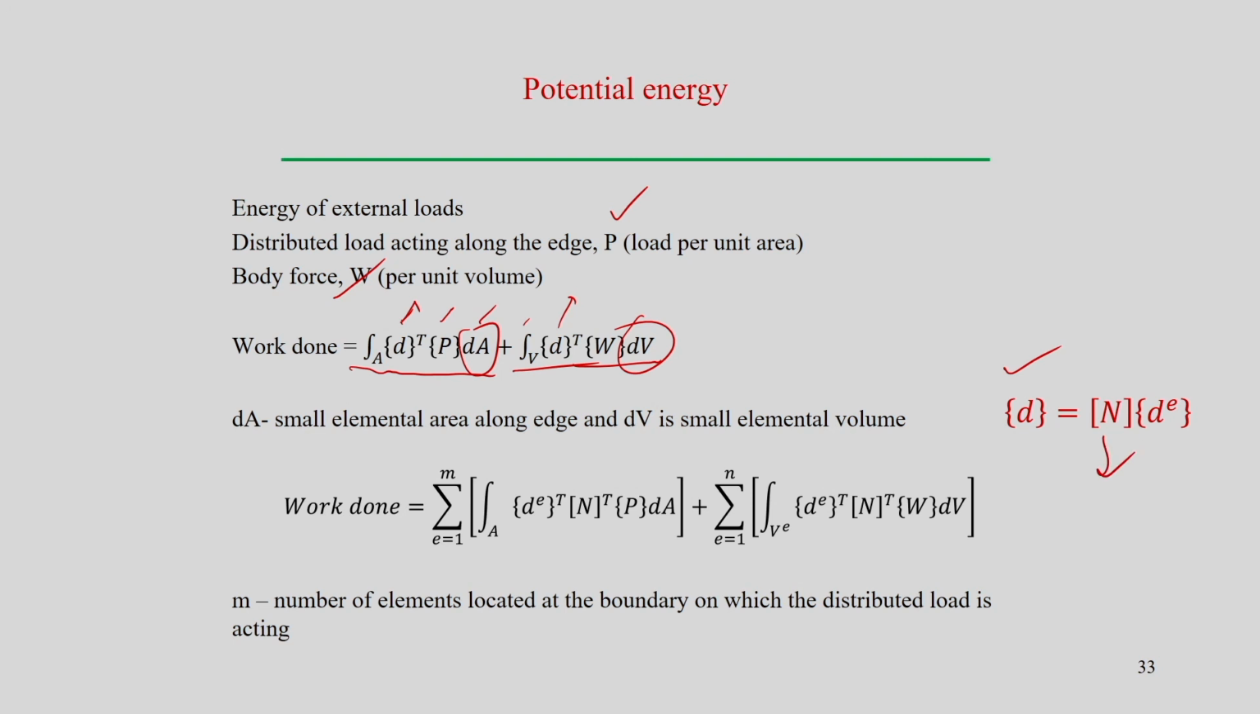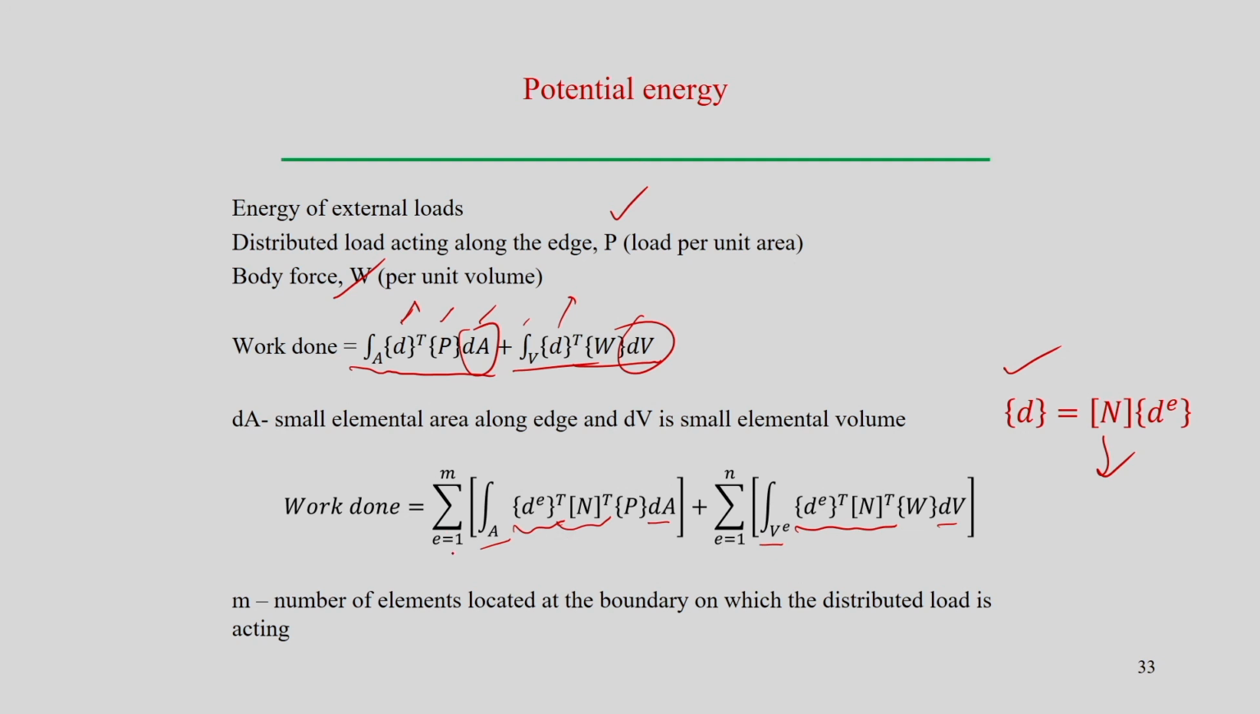So, we convert the total work done in terms of the elemental shape function N and the displacement values at the element's particular points, and then integrate over the volume of this particular element and over the surface area on which the surface distributed load is acting. This is for a particular element, and then we sum over all the elements.